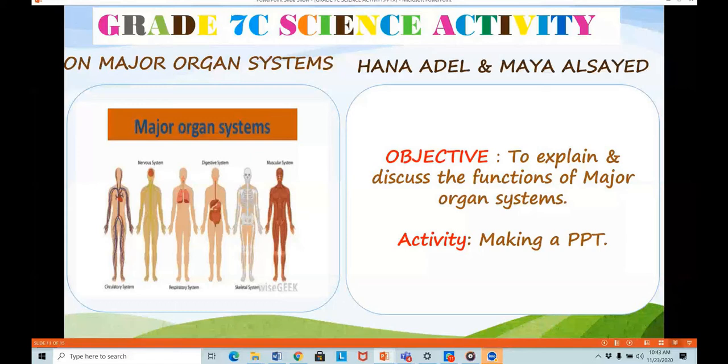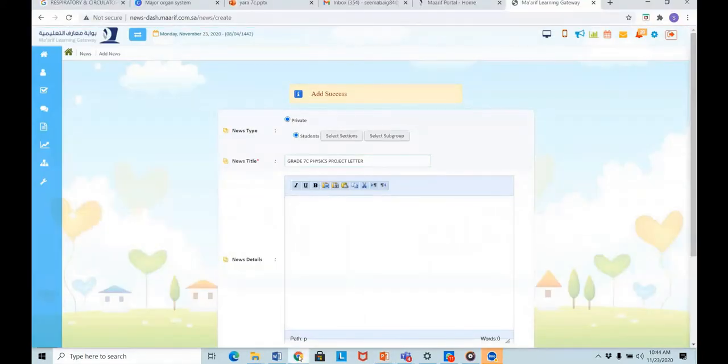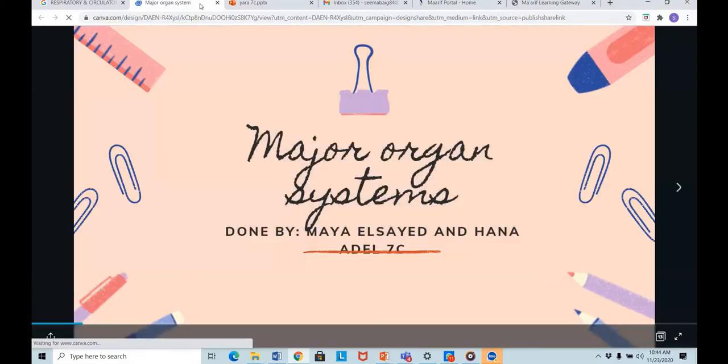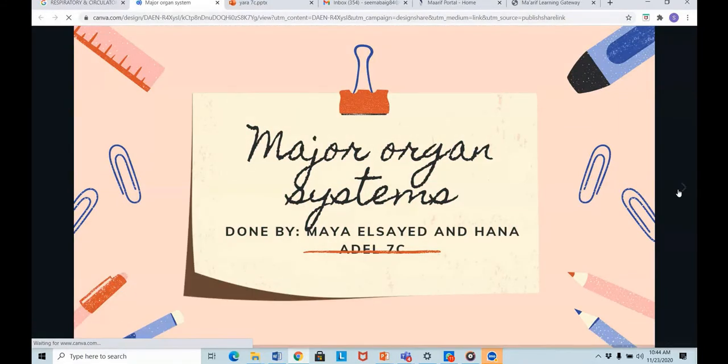Okay, Fatma, your chance after two or three girls speak. Okay. So the next presentation is by Hana Adil and Maya Al Sayed. They made an activity on major organ systems. The objective is to explain and discuss the functions of the major organ systems, and the activity is making a presentation, which I'm going to present now. Yes. Go ahead, Hana and Maya.